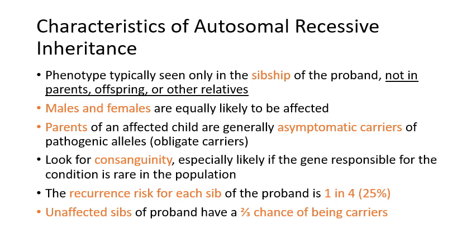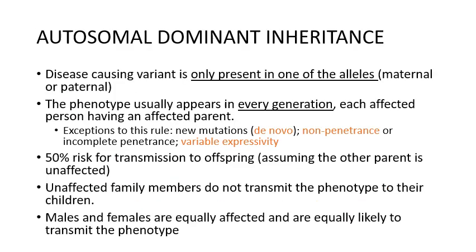Okay. So unaffected siblings of the proband, even though they're not affected, what is the chance that they could be carriers? It's 2/3. It's not 2/4. It's a 2/3 chance of being a carrier, because they're not affected, so you take out the affected chance.